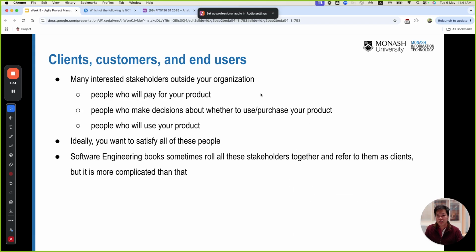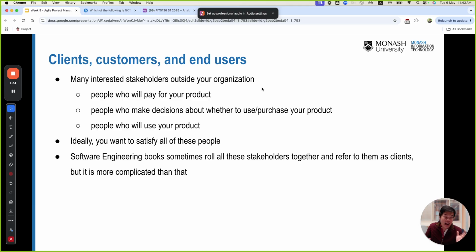There are three things here: client, customer, and the end users, right? So many interested stakeholders are outside your organization. Normally there will be the people who pay for the product. Let me put it this way. I am a software engineer, and we need to develop the software for a given requirement. The given requirement could be from your organization, from the customer who pays for the product, or from the CEO who makes the decision, or whatsoever.